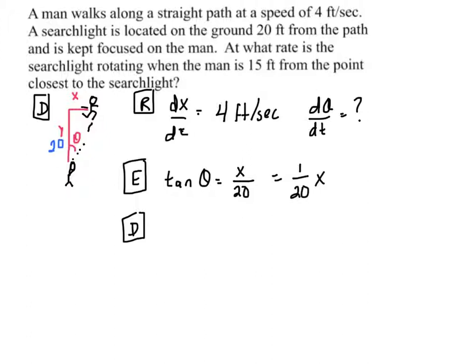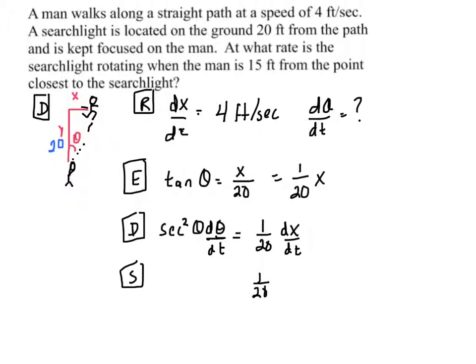So the derivative of tangent is secant squared, so secant squared theta d theta dt equals, the derivative of 1/20th x is 1/20th dx dt. Okay. Substitute and solve. Now the right side of this is very easy, of course. It's just going to be 1/20th multiplied by 4.